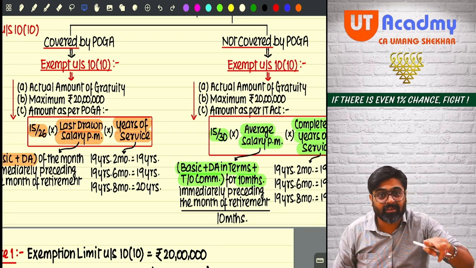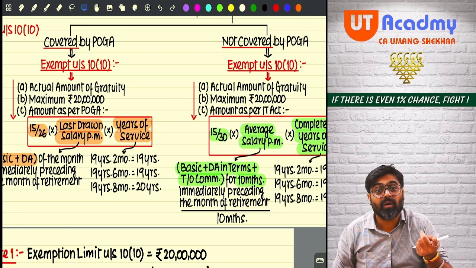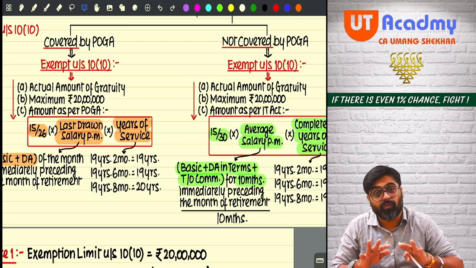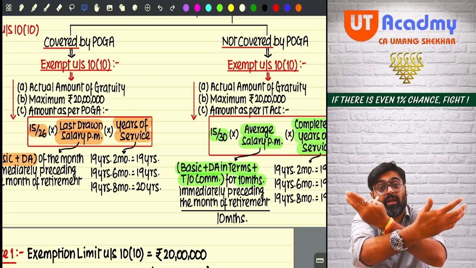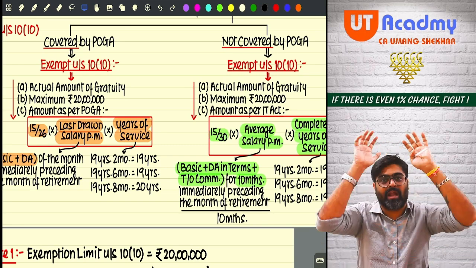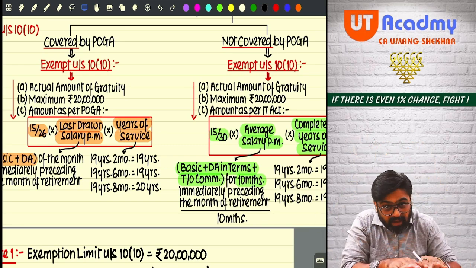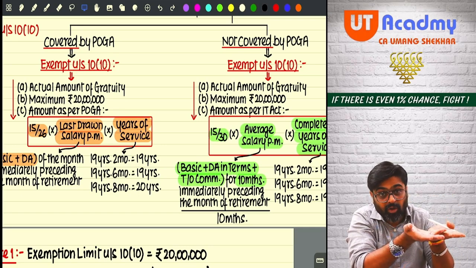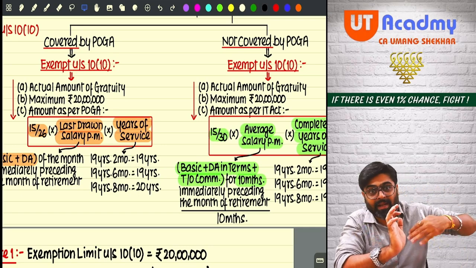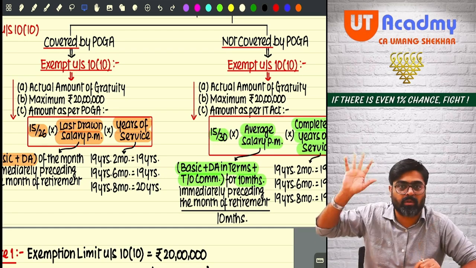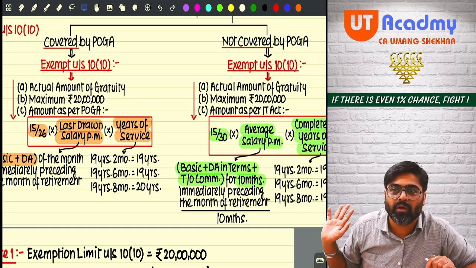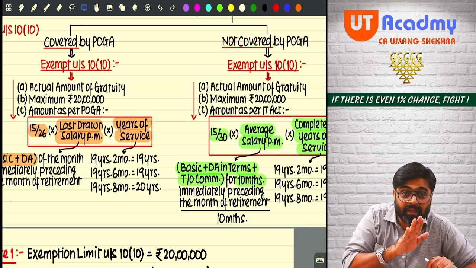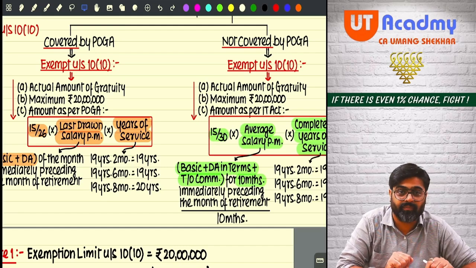So this 20 lakhs is the limit of exemption under section 10(10) available for gratuity coming from all your employers during your lifetime. Whether in a single year you are getting gratuity from more than one employer, from all the employers, whatever gratuity you receive, total exemption cannot be more than 20 lakhs. Also, you are taking the gratuity exemption in this year.